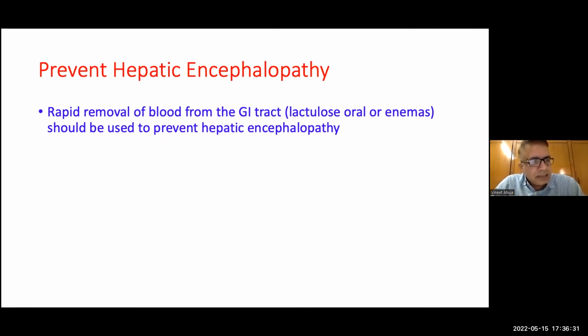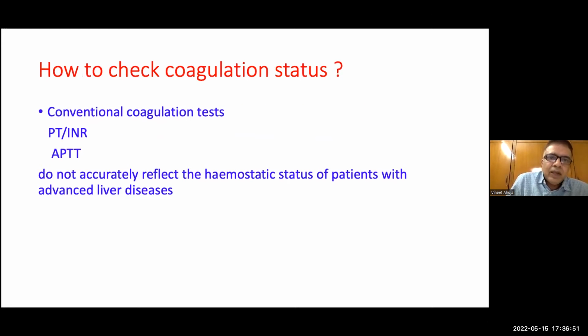In patients with variceal bleed, another thing to be added is that you would like to add lactulose, orally or as enema anyway. Why? Because you want rapid removal of blood. If blood remains, then obviously it is going to get converted to nitrogen and ammonia. So that will lead to hepatic encephalopathy. So lactulose should be started in all patients with acute variceal bleed.